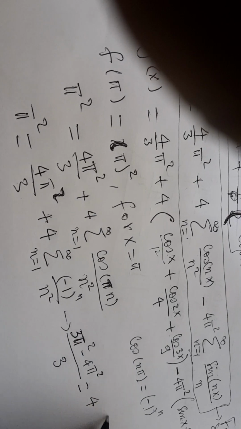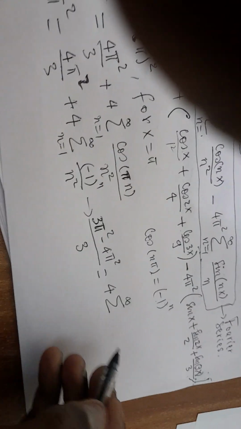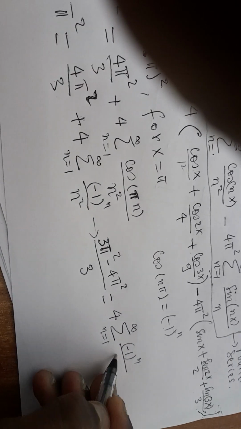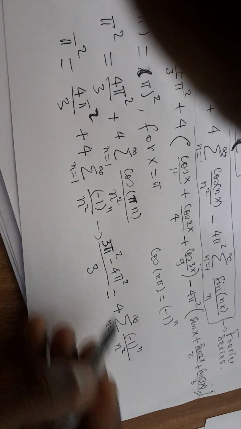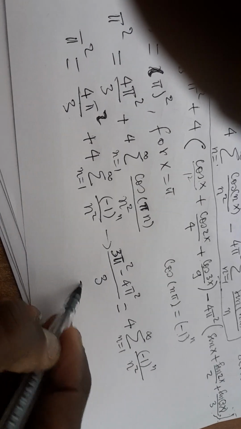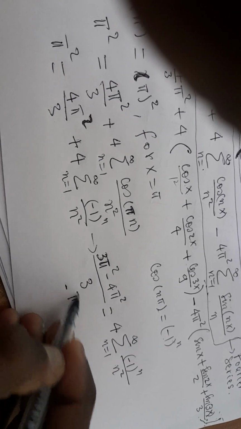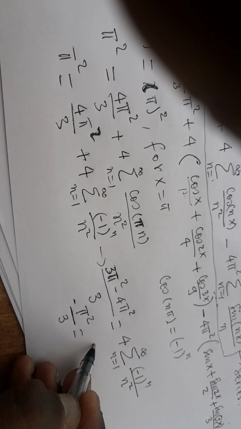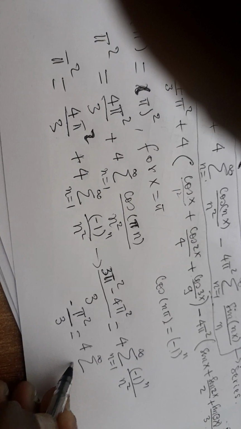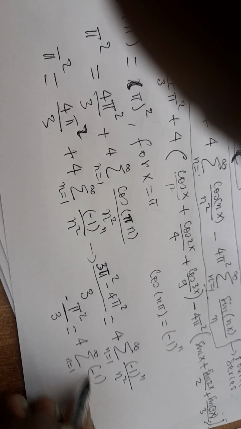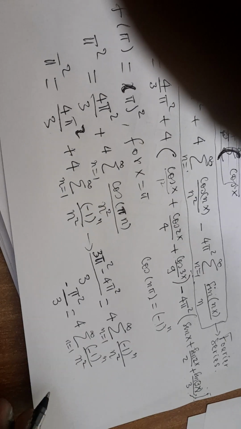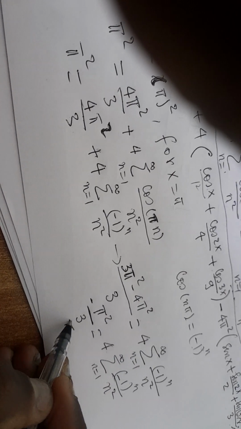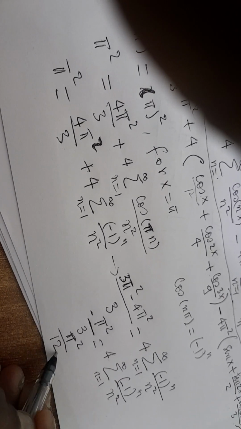It will be equal to 4 times this series, for n equal to 1, and here you will get minus 1 to the power n upon n square. This and this will be minus pi square by 3 is equal to 4 times the series, minus 1 to the power n upon n square. So this 4 is multiplying, go there, dividing. So this will be pi square upon 12.